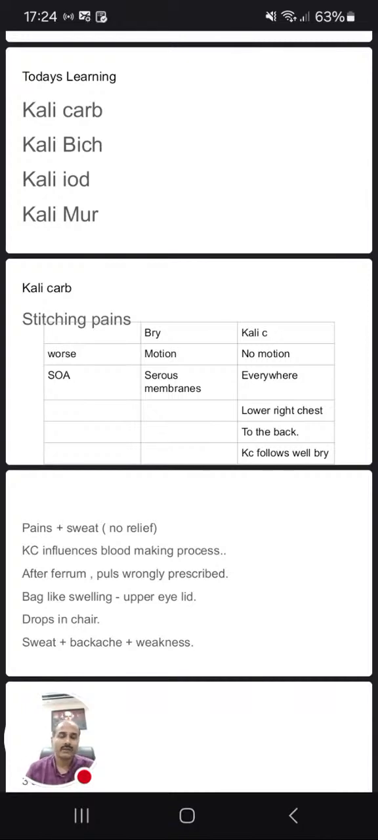Second thing he gives is sphere of action. So sphere of action, serous membranes are more suited for Bryonia, but for Kali Carb it is anywhere and everywhere in the body. It can be joints, it can be lungs, it can be hands or legs or anywhere. Whereas Bryonia will mostly act on the serous membranes. It will give those stitching pains mostly of those areas.